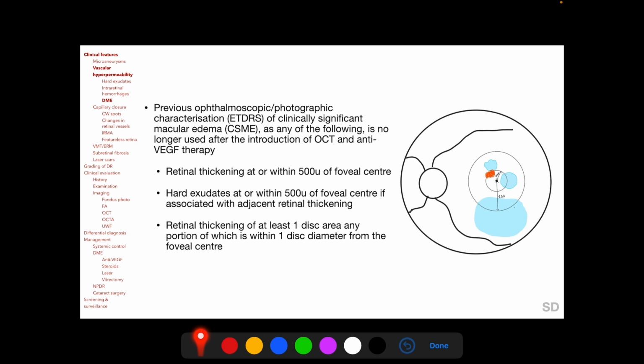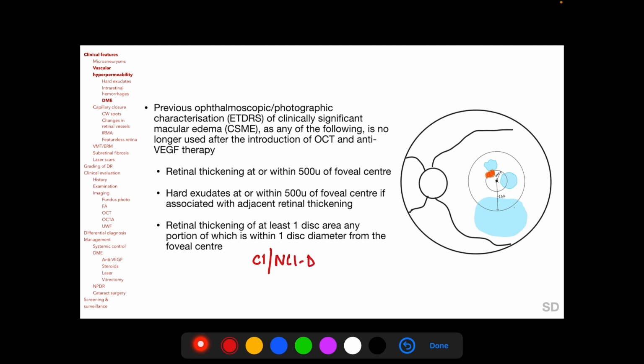And these 3 clinical signs defining CSME include retinal thickening at or within 500 microns of the foveal center, hard exudates at or within 500 microns of the foveal center associated with adjacent retinal thickening, and retinal thickening of at least 1 disc area in size, any portion of which is within 1 disc diameter from the center of the fovea.